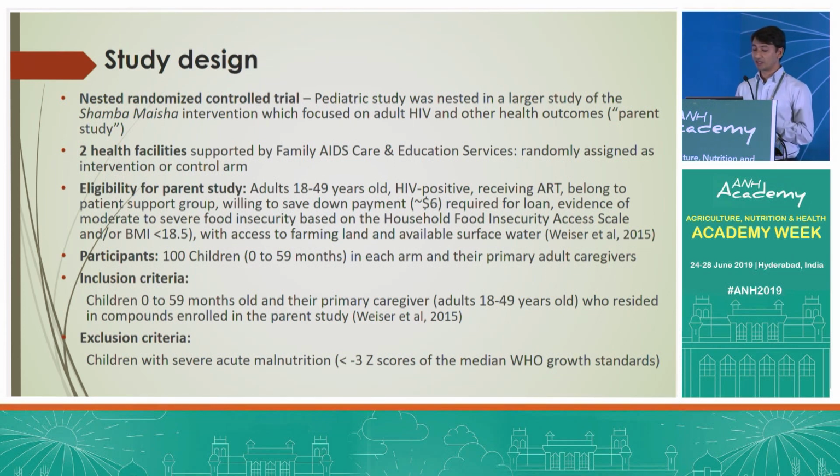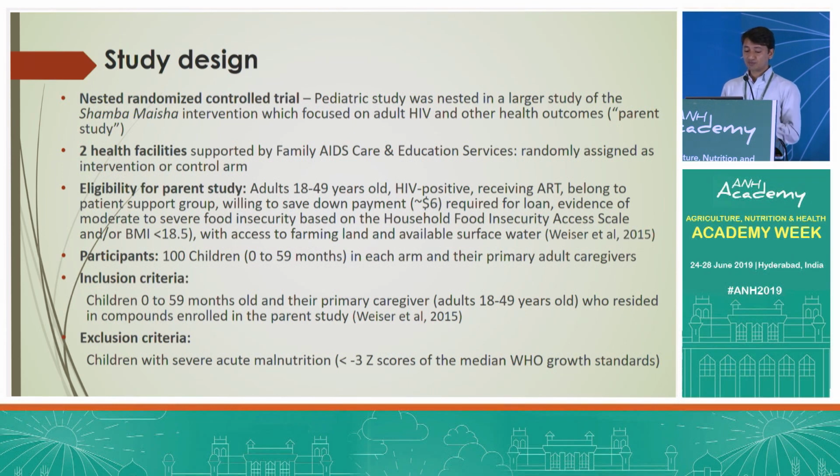they should be receiving antiretroviral therapy, they should belong to a patient support group, and be willing to save a small down payment of about $6 required for the loan. They should have evidence of moderate to severe household food insecurity, calculated based on the household food insecurity access scale, and/or BMI less than 18.5, and they should have access to farming land and available surface water for irrigation.